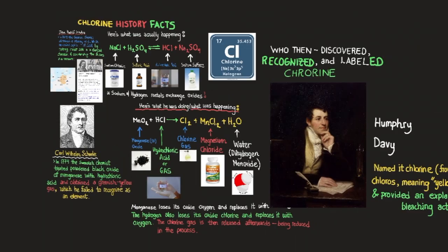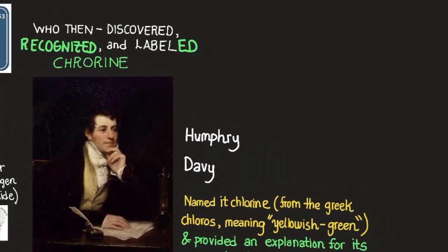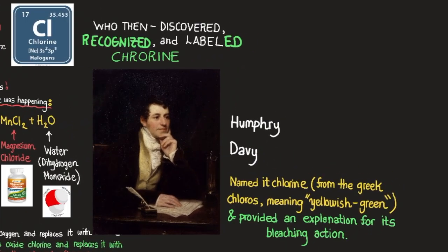The person who finally was able to identify, label, and recognize that chlorine was a new element and not just another compound in the lab was Humphrey Davy. We also talked about him before. He named chlorine from the Greek word chloros, meaning yellowish green, because it does give a yellowish green tint when placed upon a white background. He provided an explanation for its bleaching action and all the various properties that it possessed, and that's why he gets the credit for chlorine.